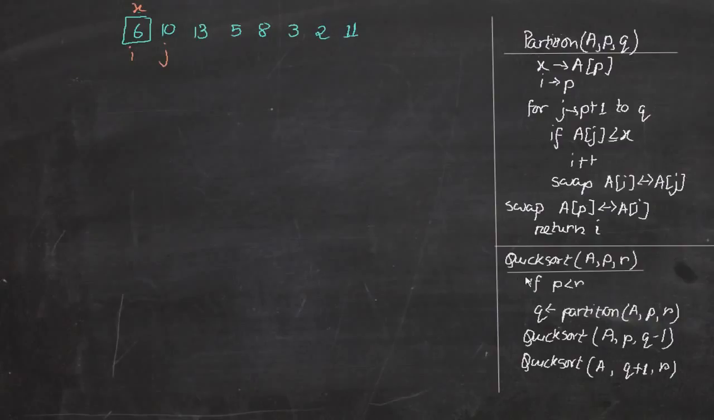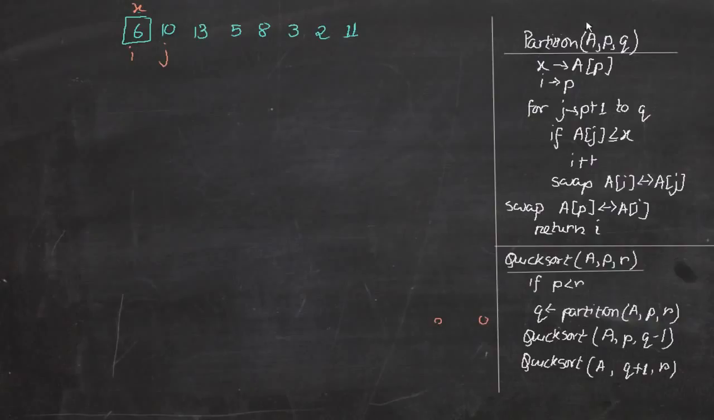Now, this is the base case: if P is less than R, where P is the starting point, R is the finishing point, and Q is the middle point where we divide the whole problem into two sets. And this is the recursive call: QuickSort A, P, Q minus 1 is the first part, the first half, and QuickSort A, Q plus 1, R is the second half of it.